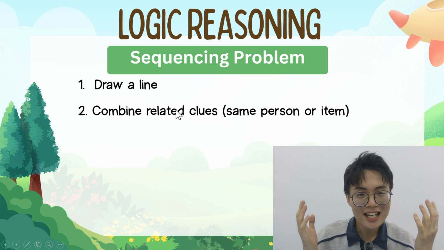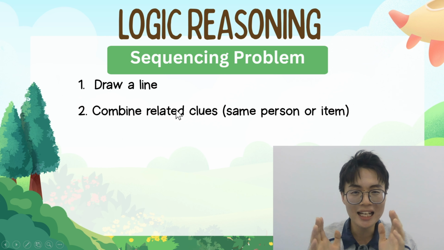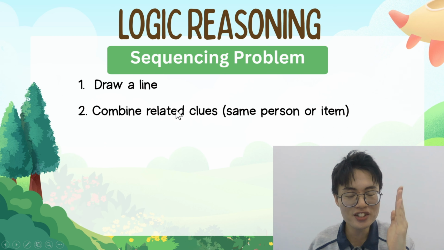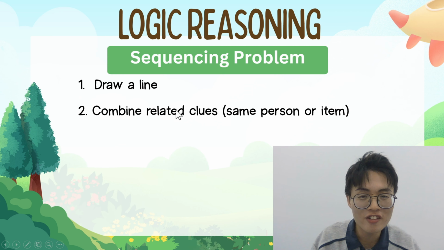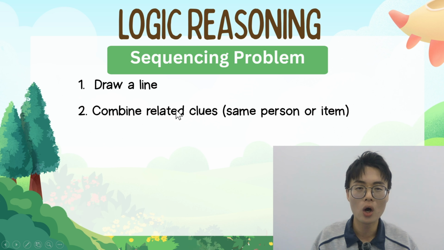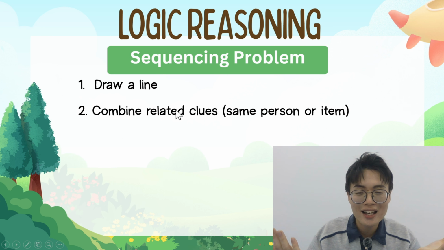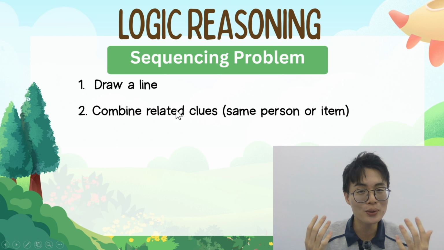Now, this kind of problem is what we call a logic reasoning problem. More specifically, it's about sequencing problem. To solve this kind of problem, the first step is to draw a line. And if we cannot get enough information from one single clue, we should combine the related clues. And what are the related clues? They could compare the same person or they could compare the same item. Okay, now you already understand how to do this kind of questions.